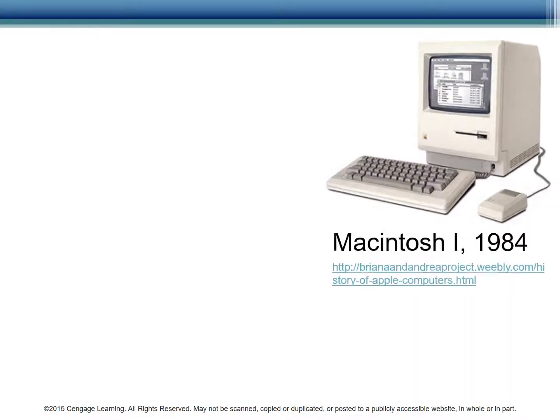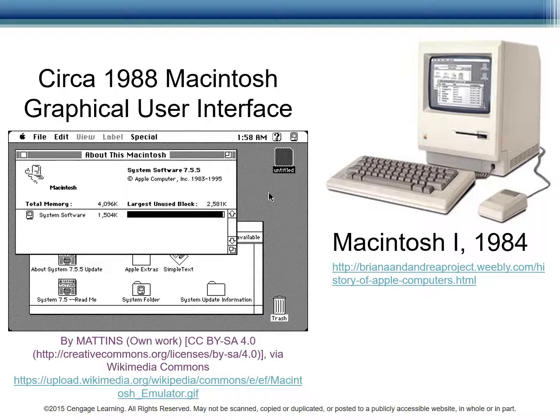In contrast, here's a picture of a Macintosh 1 from about 1984 and a picture of the graphical user interface that accompanied it. I remember first seeing the windows used by Macintosh and being amazed. However, Apple computers were significantly more expensive than PCs and thus didn't make large gains in business and home use.